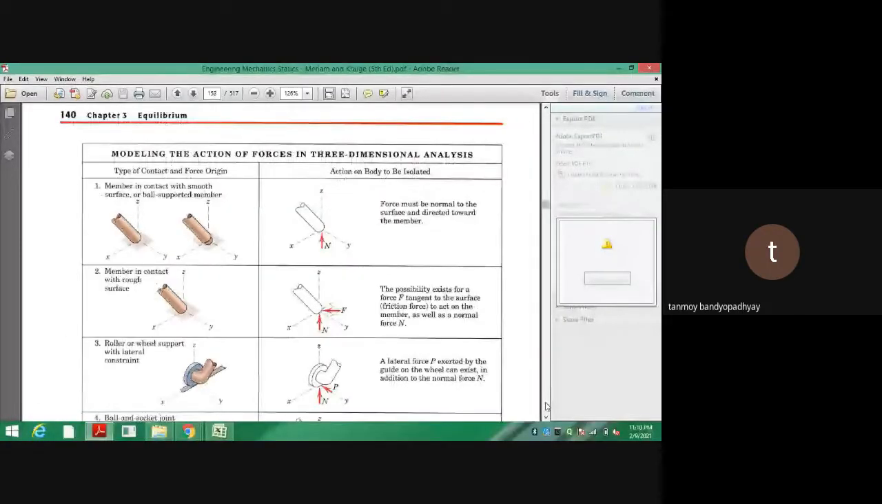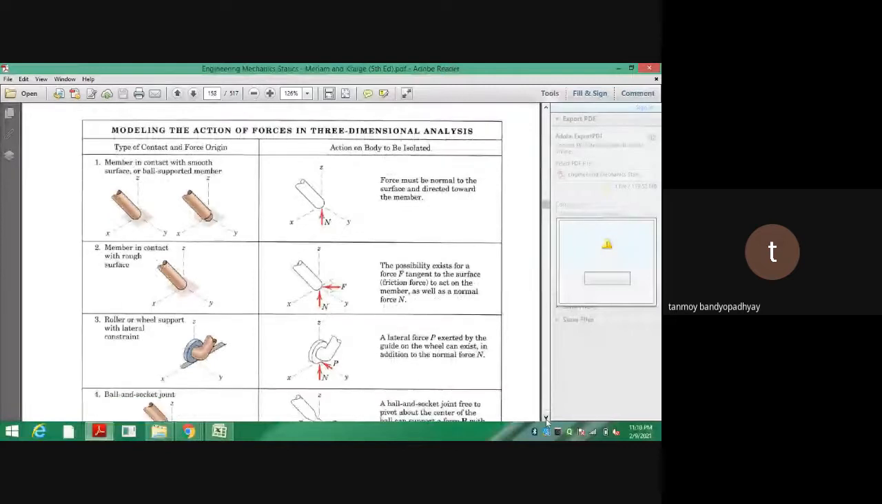Page 158, Meriam and Kraige, 5th edition. You can see that on the left side they have mentioned the type of contact and the force origin, and on the right side they have mentioned how the body can be isolated or the free body diagram of it can be drawn. As you can see, the first one is a ball supported member.